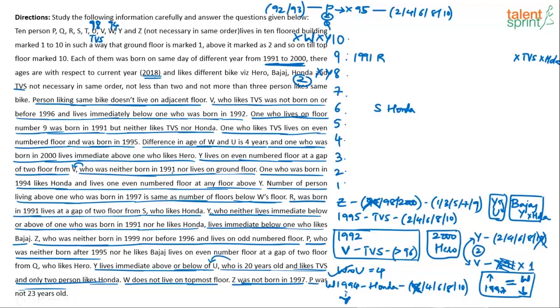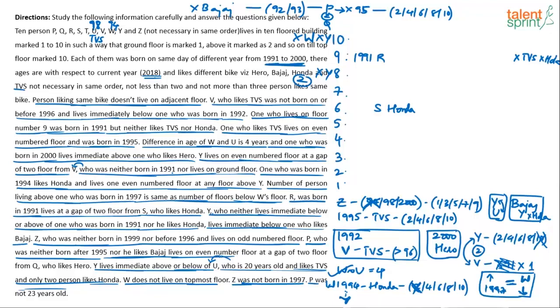And P lives on an even number floor. Next, P was neither born after 95 nor he likes Bajaj. I am writing everything about P here. P does not like Bajaj. He was 92 or 93 and even floor.